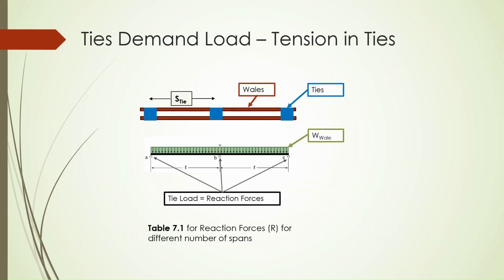So the last step is to find the demand load on the ties supporting the wales. And this demand load is basically the tension in the ties. So in the previous step, we found the spacing of the ties and we found the distributed load of the wales. So the tie load is simply the reaction forces resisting the wale distributed load.